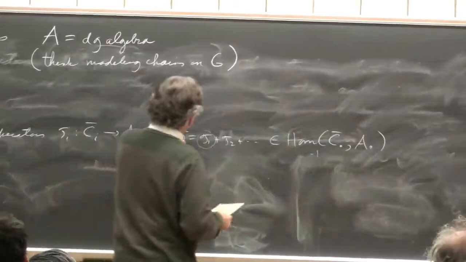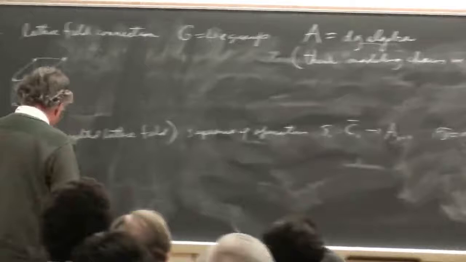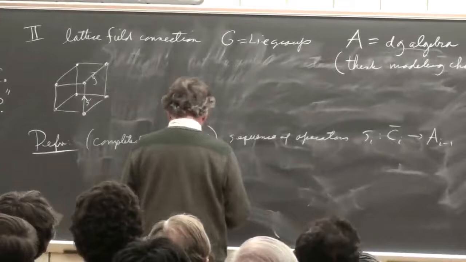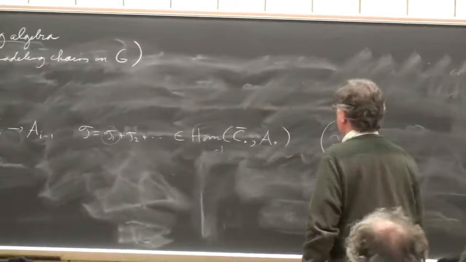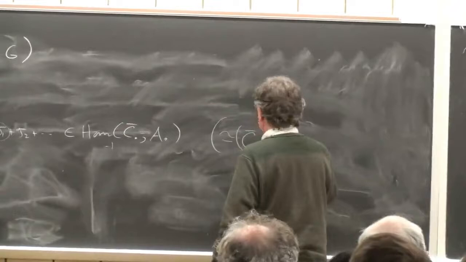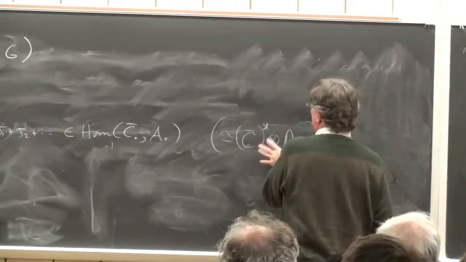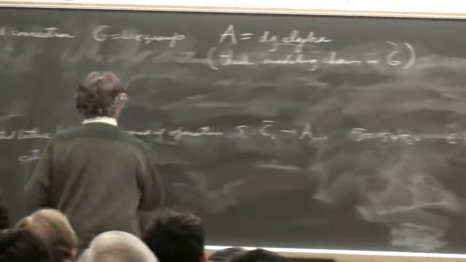This object, when you think of it as a cochain, because it's a map of chains into something, has degree plus 1. So this is sort of like a connection that has degree plus 1. This satisfies the Maurer-Cartan equation. This is an element in this Hom space. The Hom of two things, this little private computation, is equal to C bar star tensor A. Hom of something into something is isomorphic to the tensor product of the dual space tensor something. This has a differential, so the tensor product has a differential, which I'll call d. And it satisfies this equation: d tau plus tau star tau equals 0.